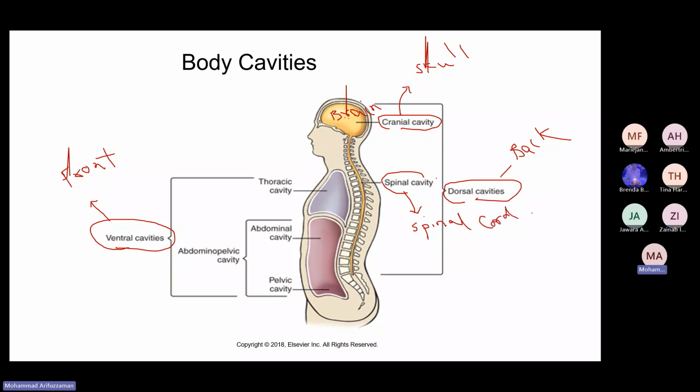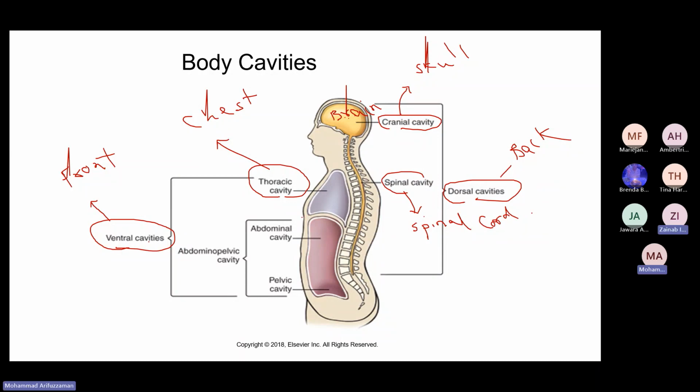Now, in these exams, sometimes there will be questions about the specific location of the cranial cavity. So the cranial and spinal cavities are the dorsal cavities, and the ventral cavity is divided into the thoracic cavity. Thoracic cavity means chest cavity.